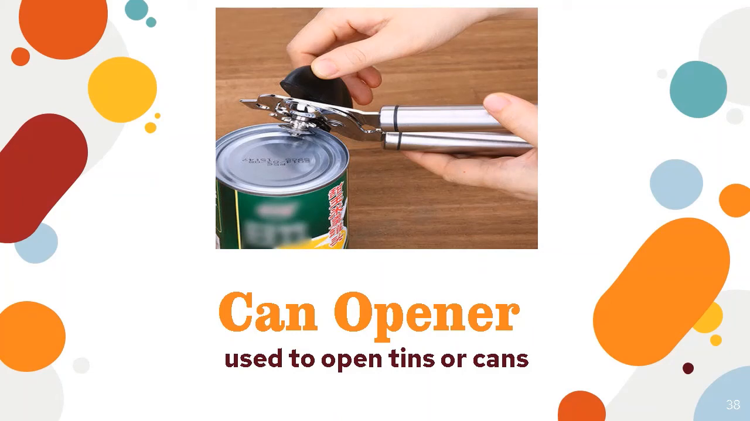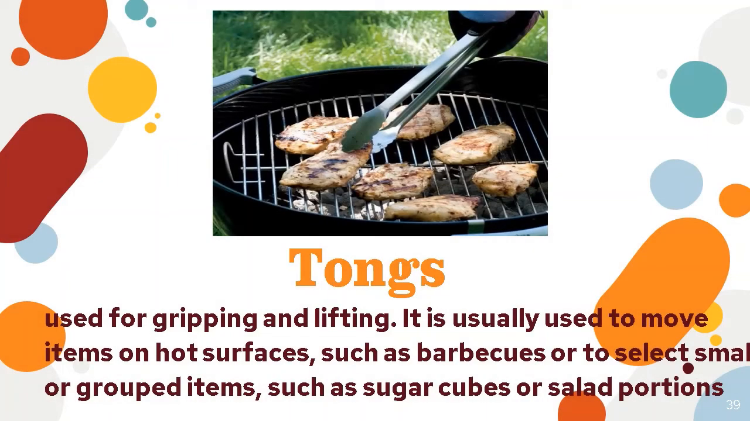Next is a very familiar tool, which is a can opener. It is used to open tins or cans. Tongs. It is used for gripping and lifting. It is usually used to move items on hot surfaces such as barbecues or to pick up small or group items such as sugar cubes or salad portions.